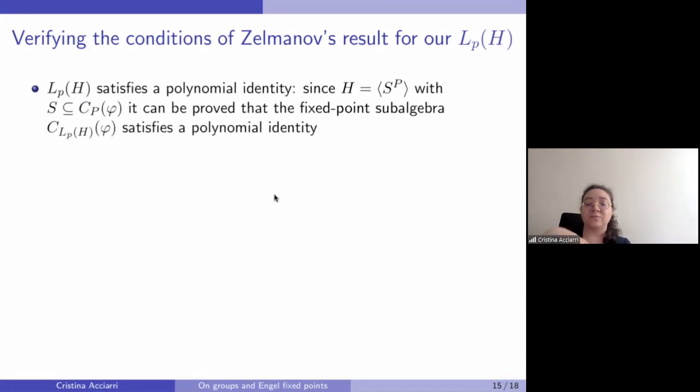Why is this true? Here I will skip some technical details, but try to give an idea. Remember that our H is this normal closure, and S is contained there, in the fixed point subgroup. What can be proved, in a technical part, is that the fixed point subalgebra inside L_p(H), the centralizer of phi_s in L_p(H), where phi_s is again an automorphism induced on L_p(H), though we are still using the same notation, satisfies a polynomial identity. This depends essentially on the hypothesis that you have on the centralizer, the fixed point subgroup in the group, and some other things.